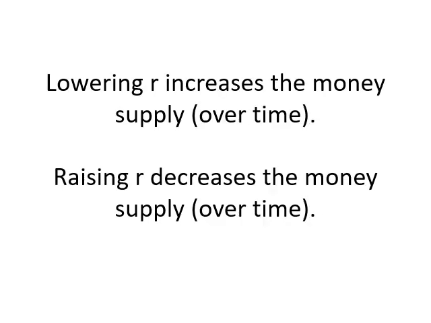So lowering R increases the money supply over time. Doesn't happen in one day. It takes a period of loaning out, getting back, loaning out. And raising R decreases the money supply over time. So this is a very powerful way of changing the money supply. Maybe a little too powerful in that the Fed doesn't like to use it too much.